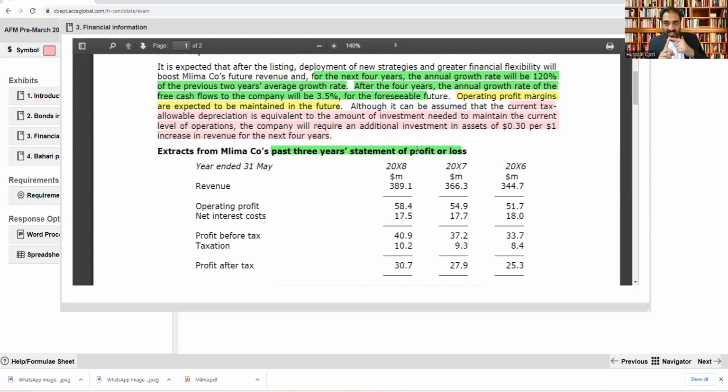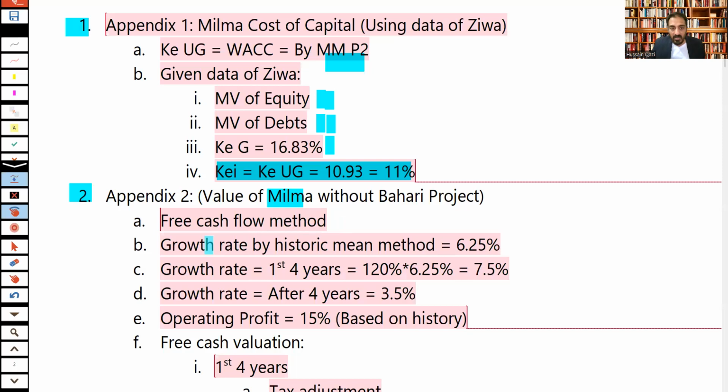Number one, what variables do we require? The discount rate, K is 11%, that's done with part 1, A1. Number 2, is the growth rate given? No, so we calculate the growth rate. So here we require, number 1, the growth rate by the historic mean method.